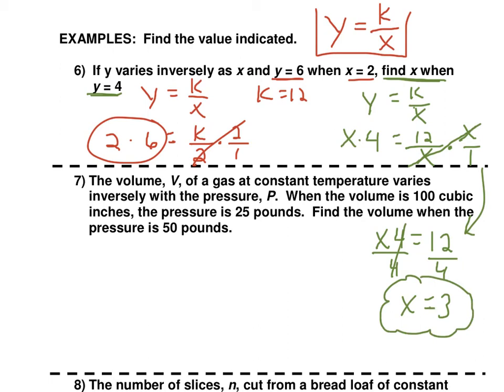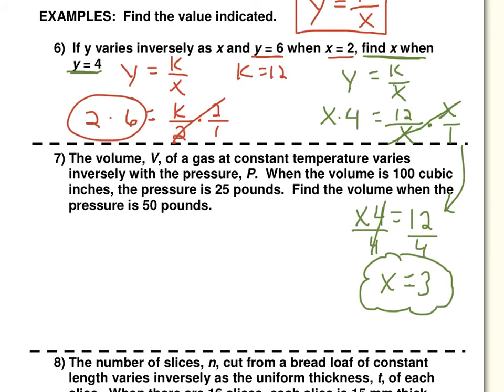All right, let's try a word problem here. Number 7. Number 7 says the volume of a gas at constant temperature varies inversely with the pressure. So the volume varies inversely with the pressure. So instead of using y equals k over x, I'm just going to replace the y with v. The volume, that's your volume, varies inversely with pressure. So I'll put k over p.